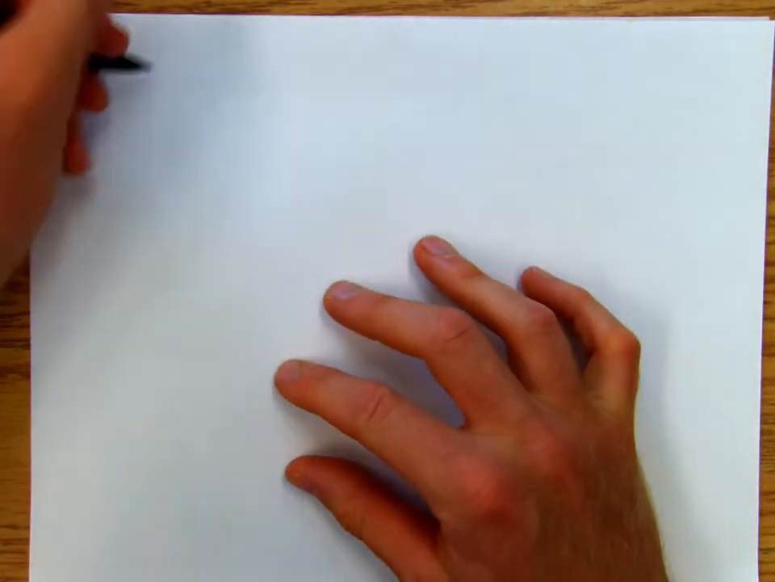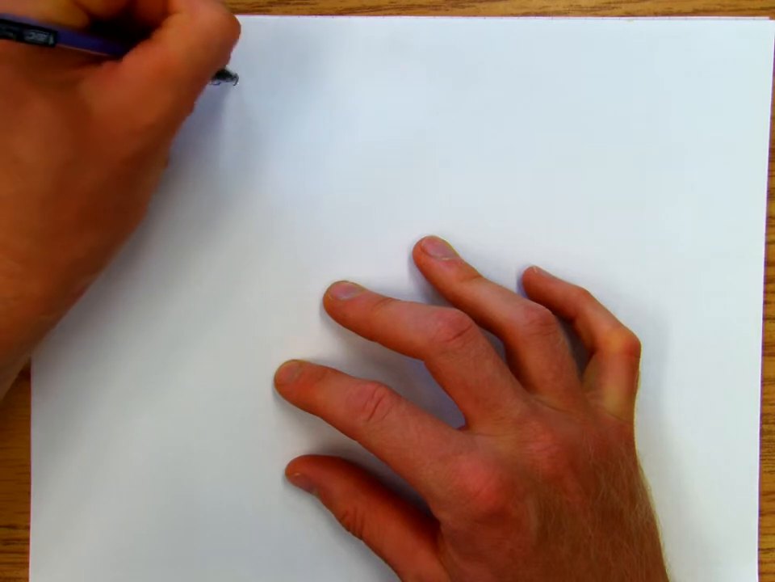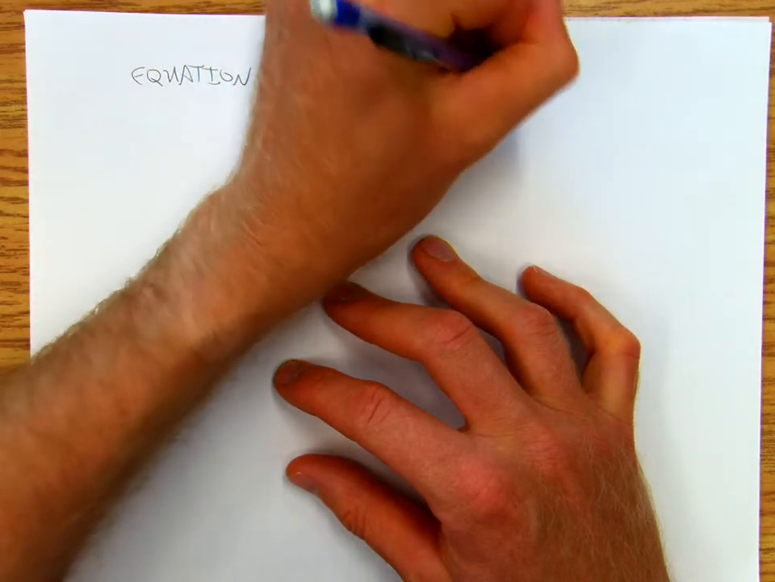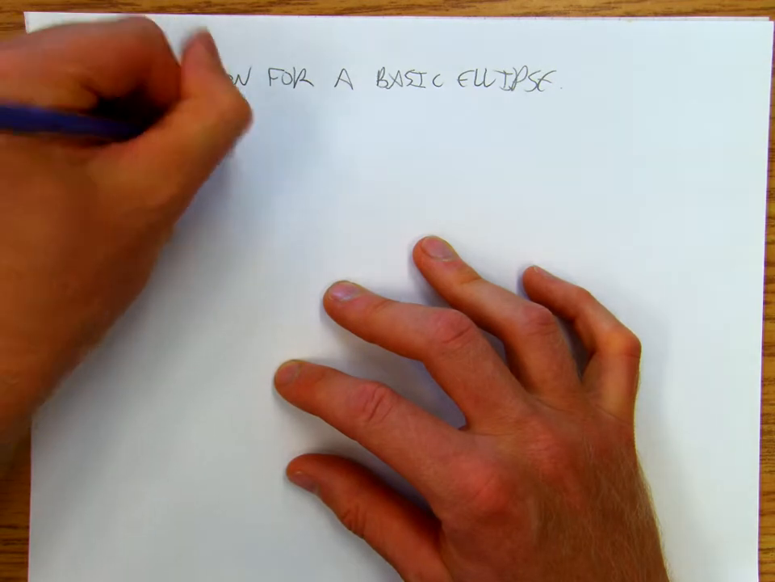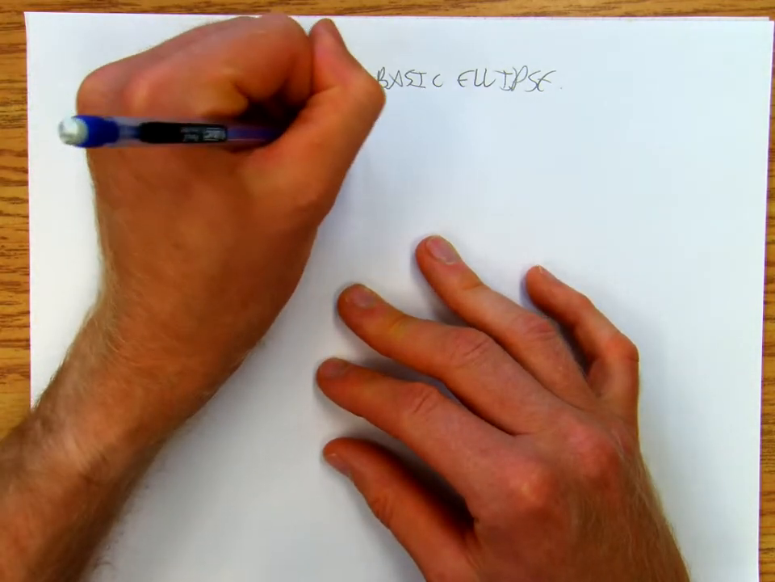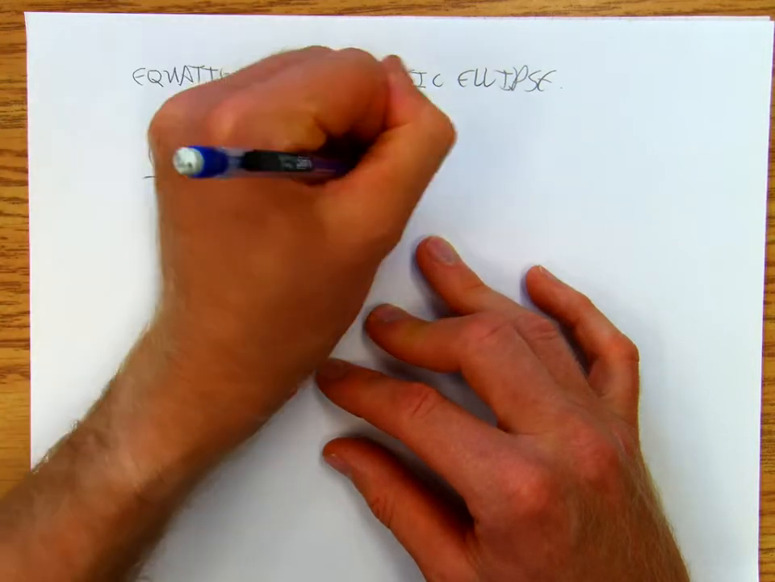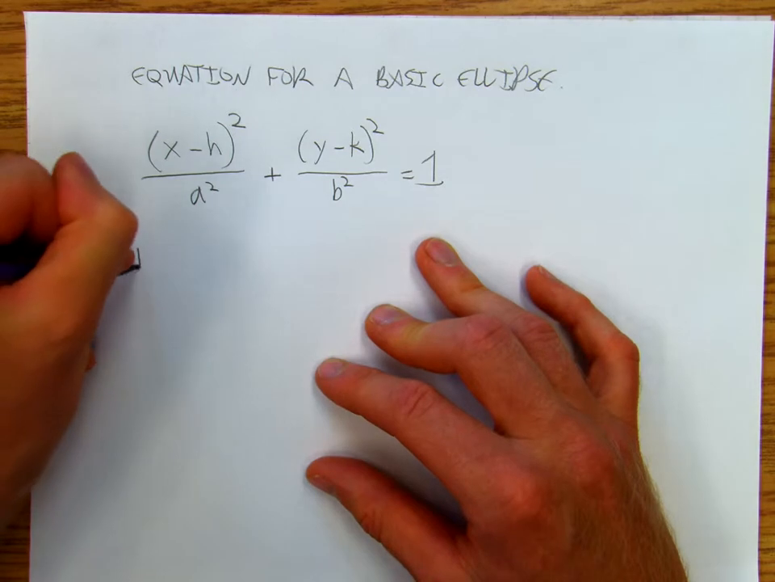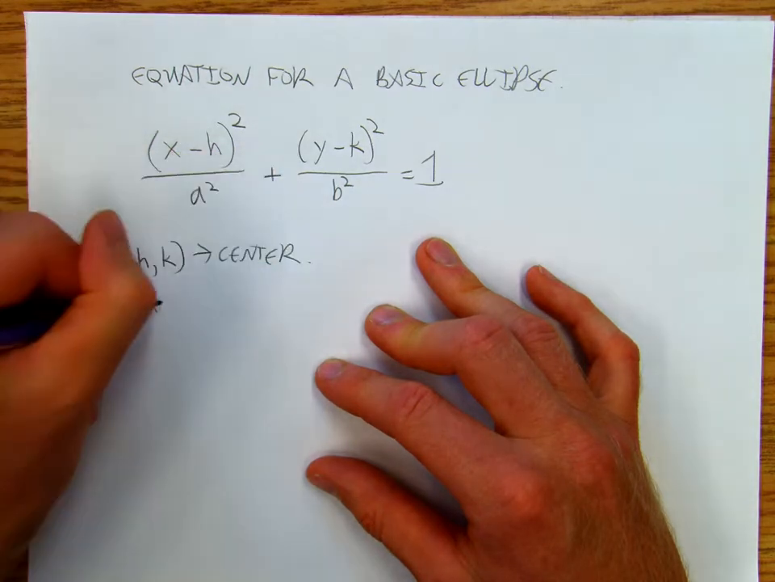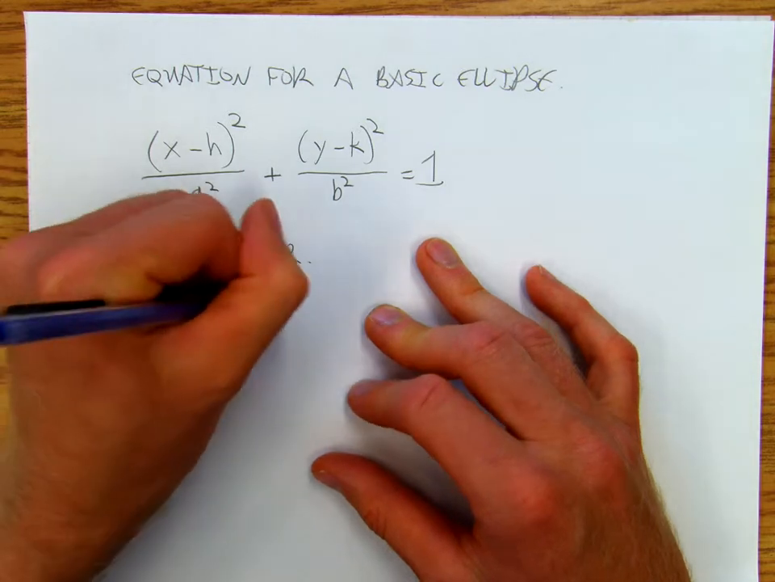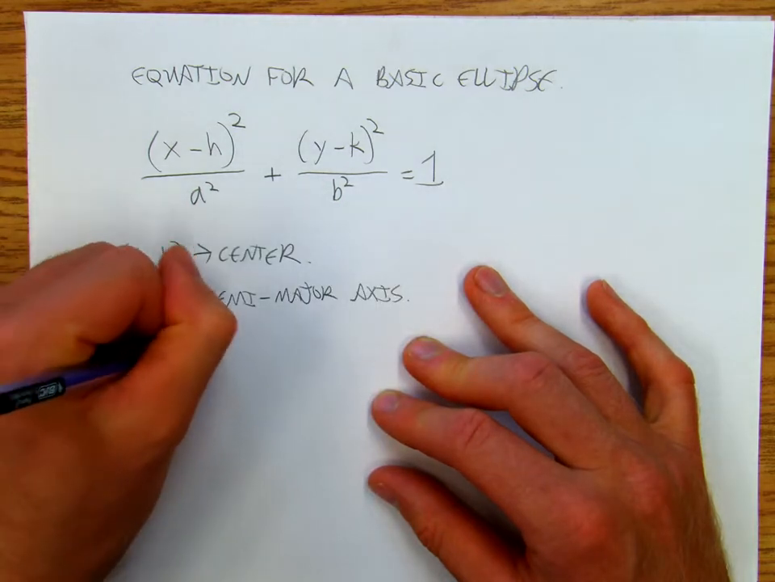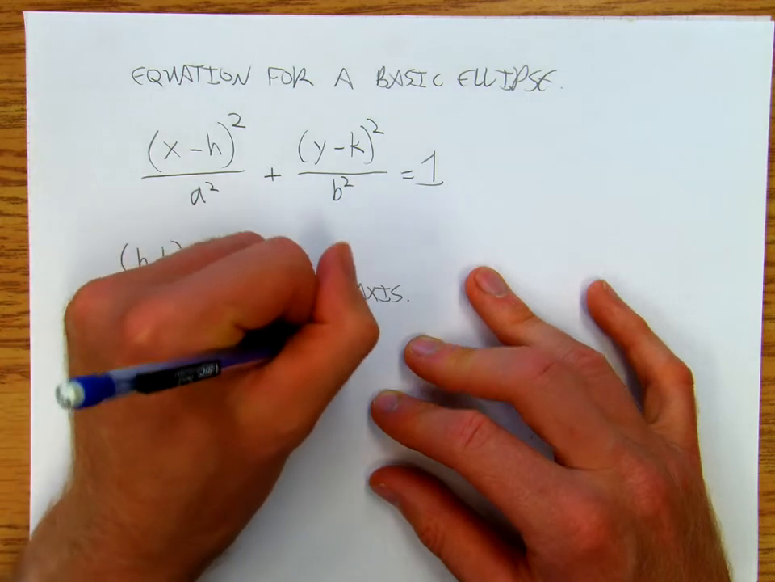Okay, before I jump into the next example, I want to give you an equation for an ellipse. (x - h)^2 over a^2 plus (y - k)^2 over b^2 equals 1, where (h, k) is the center, a is the semi-major axis, and b is the semi-minor axis.